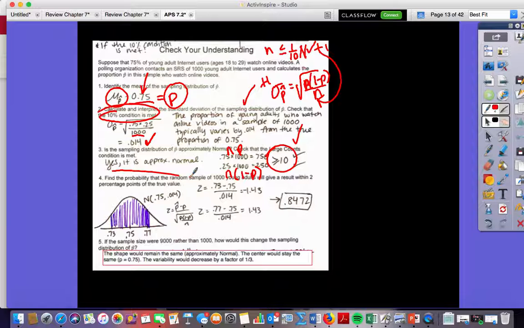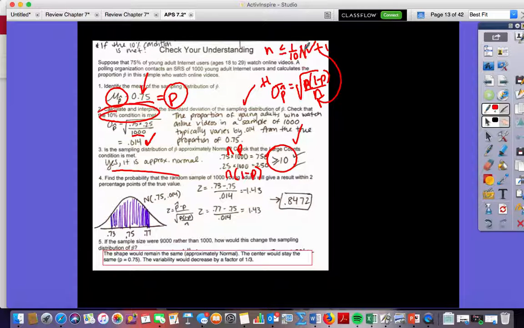Wait, what is the equation for the 10%? We wrote the equation. 10% condition up here. I don't know if you could see it, Brianna, but little n is less than or equal to 1/10 of big N. Big N's my population, right? And you notice we don't know my population, but population's all of those ages 18 to 29. It would, yes ma'am. So yeah, you're good to go on that. Okay? And you would either write it out or just say it's much larger and therefore we can go ahead with this.